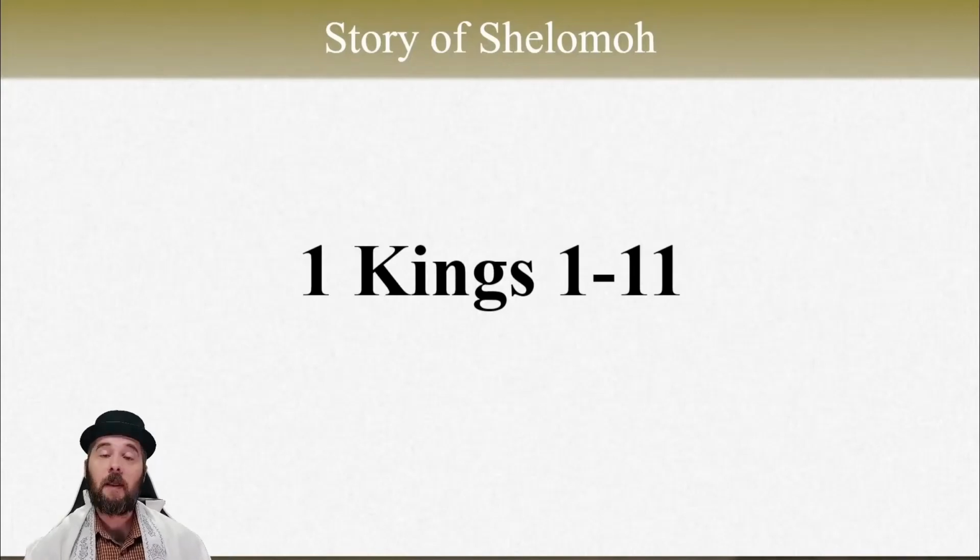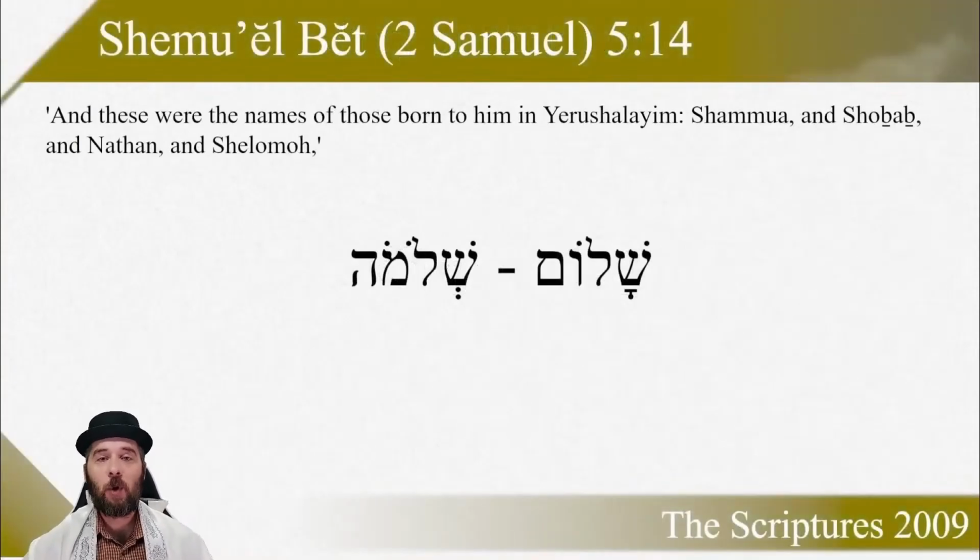Now, the first instance we see of the name King Shlomo and the appearance of King Shlomo is in 2 Samuel 5:14. And it reads, "And these were the names of those born to him in Jerusalem: Shammua and Shovav and Nathan and Shlomo." Born to who? They were born to David. These were the children that were born to King David in Jerusalem. And this is the first mention we have in scriptures of King Shlomo.